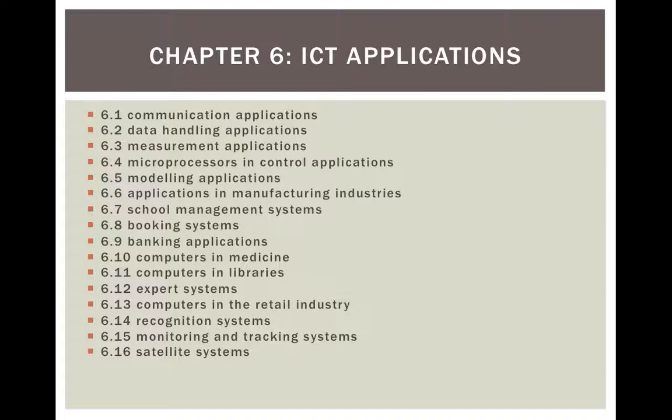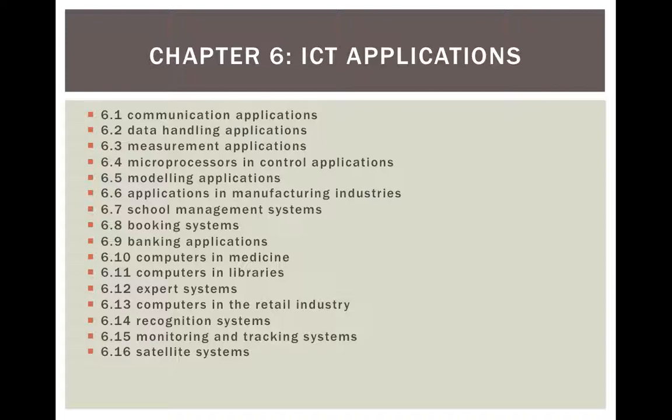Recognition systems, so this is things like OMR and OCR recognition, and also RFID chips and things. Monitoring and tracking systems, so this could be things like key logging, data logging, systems to listen into phone calls in offices and things, where you can monitor telephone calls between your client and an employee. And satellite systems, so GPS and how global positioning satellites are layered on top of maps to produce sat-navs and things like that.